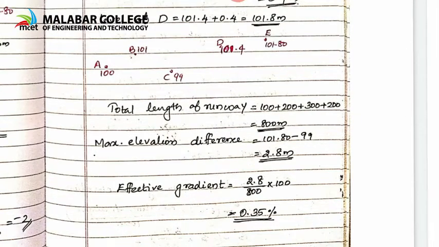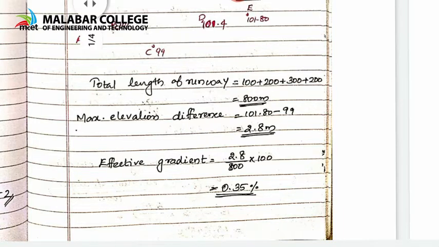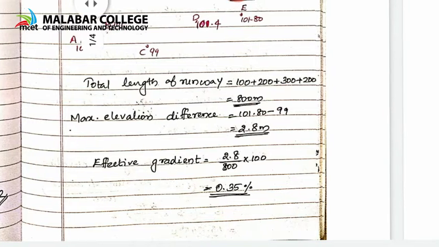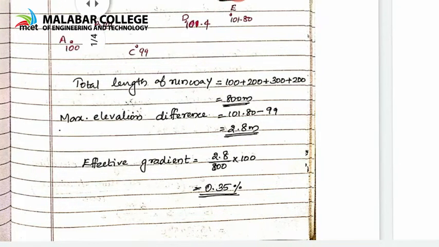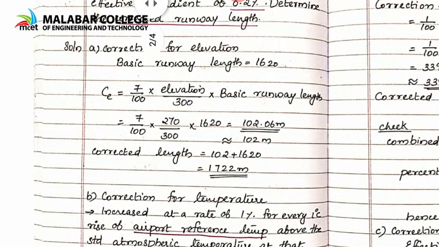101.8 minus 99 is equal to 2.8 meter. Then we calculate the effective gradient. Effective gradient is the maximum elevation difference, 2.8, divided by length of runway into 100. Effective gradient is equal to 2.8 divided by 800 into 100, that is equal to 0.35%. Then we move on to the next problem.